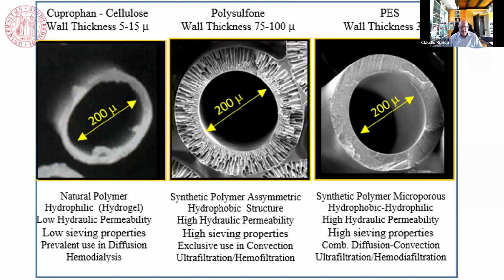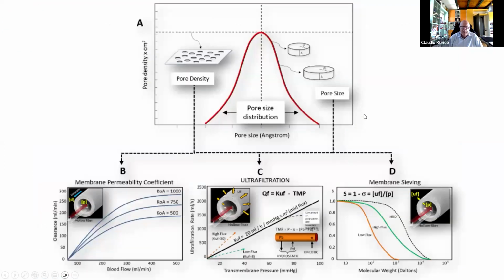Subsequently, synthetic polymeric asymmetric membranes were mostly hydrophobic, and they were mostly utilized in case of convective therapy. In the meantime, specific synthetic polymeric microporous membranes were developed with high hydraulic permeability, high sieving properties, good hemocompatibility, and the possibility to combine diffusion and convection because of a reduced wall thickness. So how do you characterize a membrane? You characterize by this domain, which is pore density, number of pores per surface area, and pore size distribution.